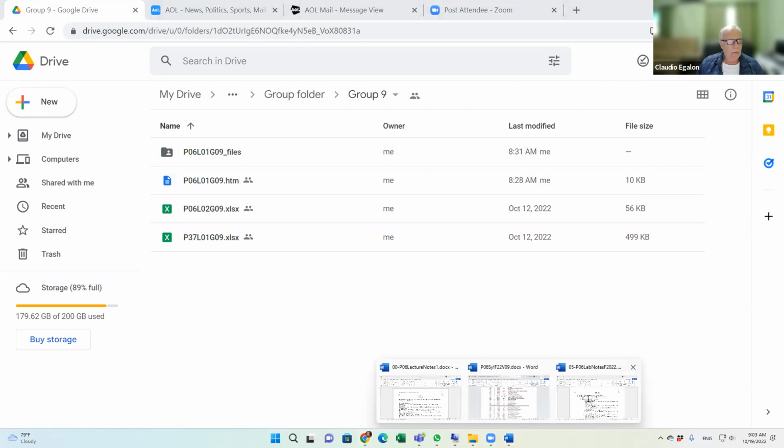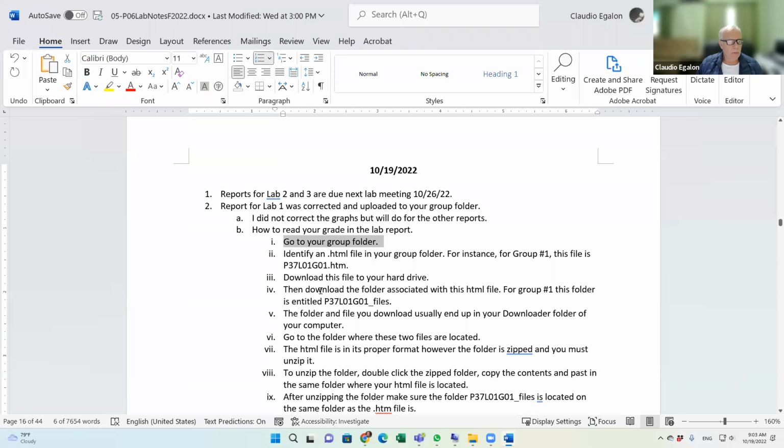Okay, lab notes. Here you go. So go to your group folder. Identify an HTML file in your group folder. For instance, for group number 1, this file is, here you go, P06 L01 G01 HTML.